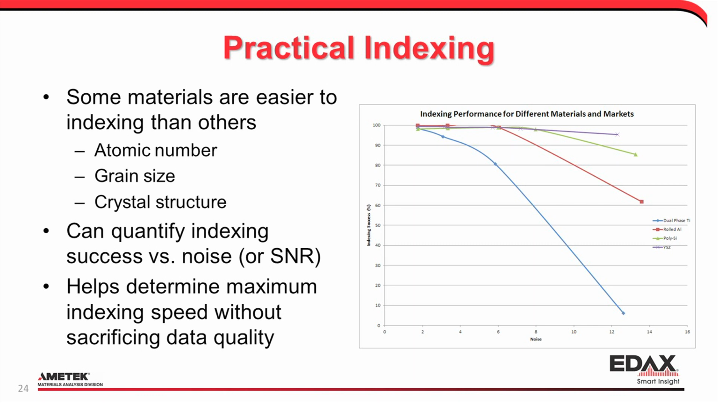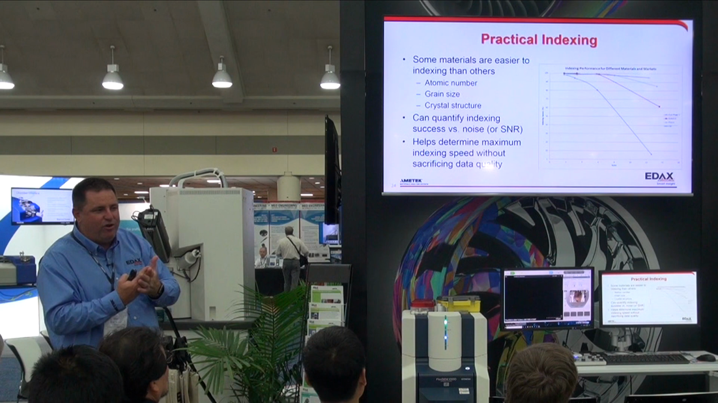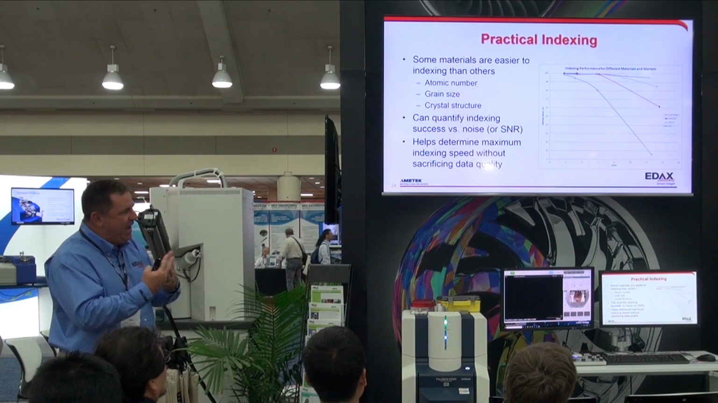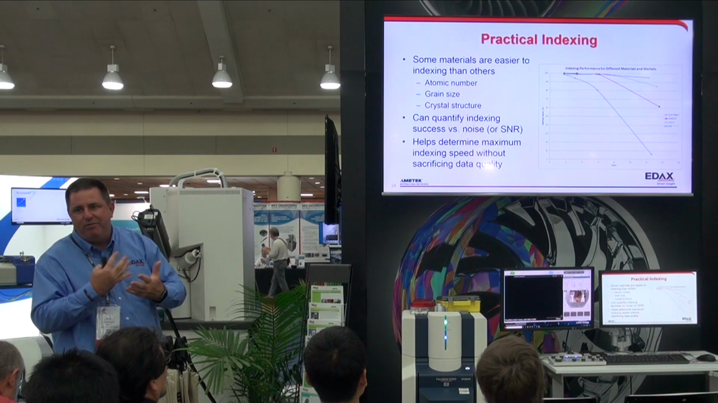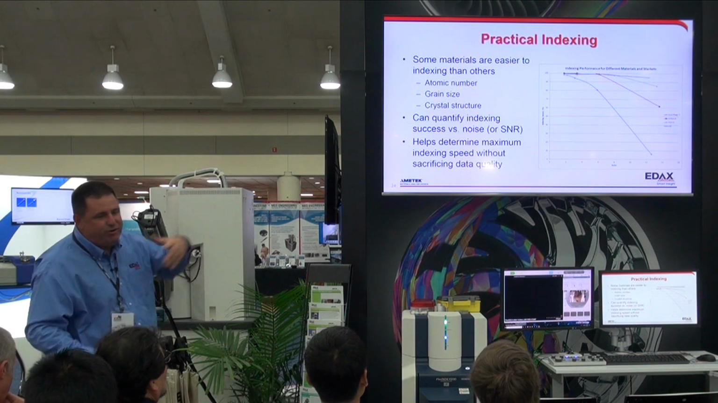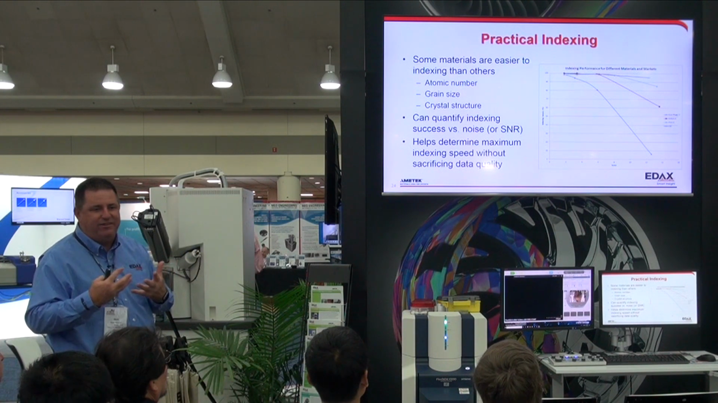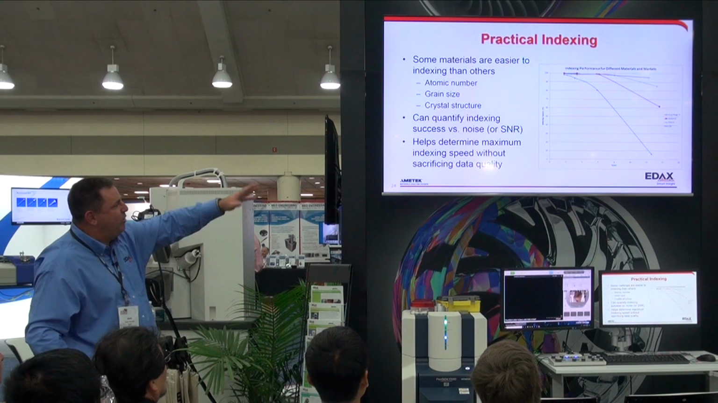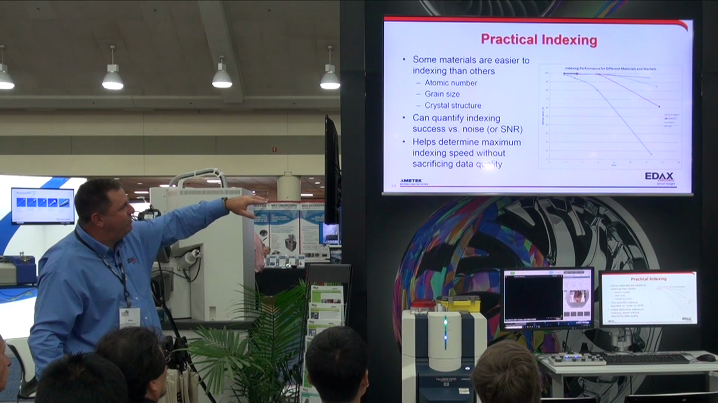So the dual phase titanium one there is more difficult. It's a more complex structure. The bands are more complex, so it needs more detail to be able to resolve the orientation correctly. And there's also 2 phases, so it has to differentiate 2 phases at the same time. So that's more difficult. As it gets noisier, that starts to break down first.